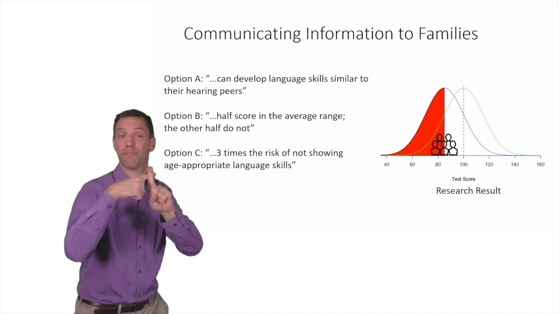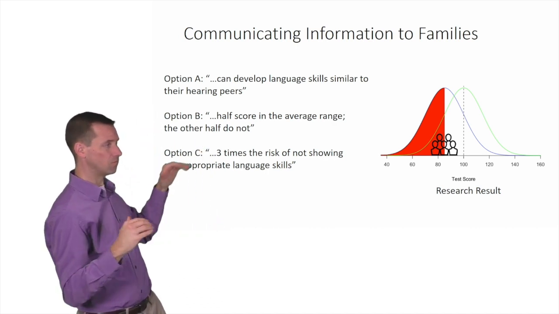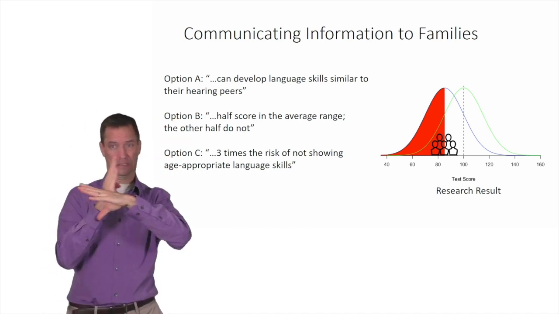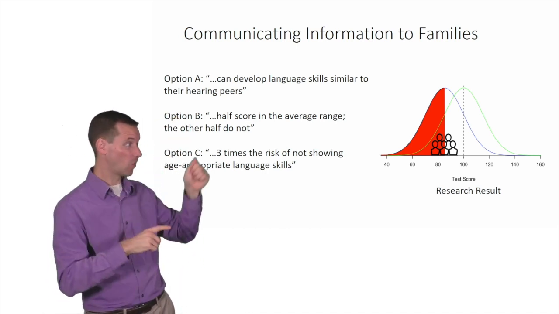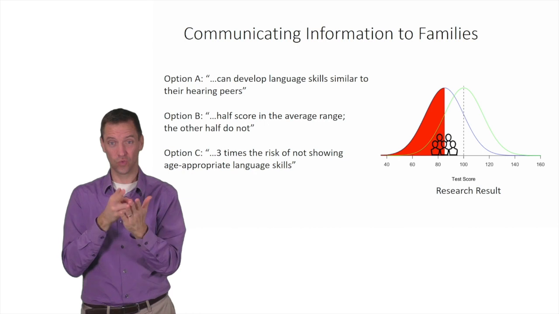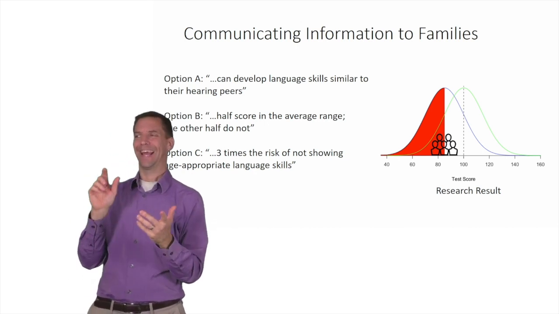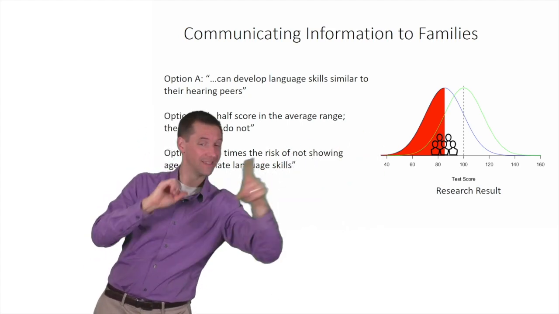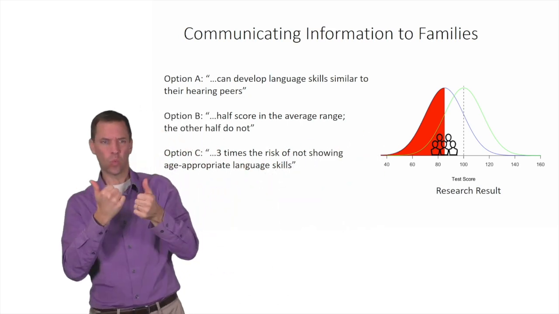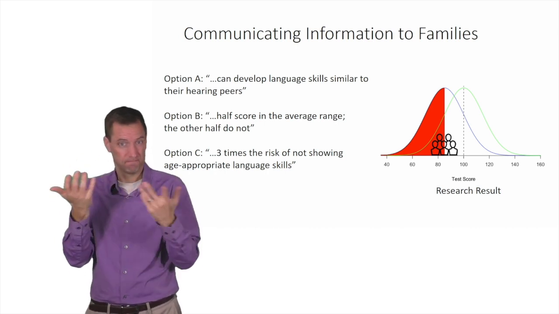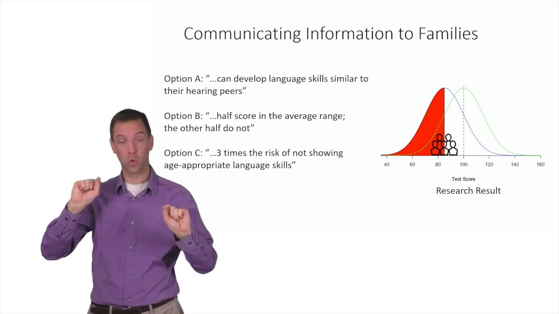So do you notice how option A is positively framed? Option C has a strong negative framing, and option B is somewhere in between. But it's important to notice that all three of them are equally true. And so the question is, if we are trying to communicate this situation to families, which of these statements is going to best help them understand the situation?